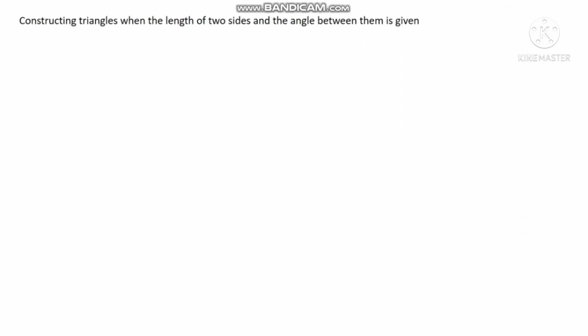Next one is constructing triangles when the length of two sides and the angle between them is given. Here we have to construct a triangle in which the lengths of two sides and the angle between them are given. Example: construct a triangle ABC where AB equals 5 centimeters, AC equals 7 centimeters and angle BAC equals 55 degrees. One length is 5 centimeters, the second length is 7 centimeters and the angle at point A equals 55 degrees.